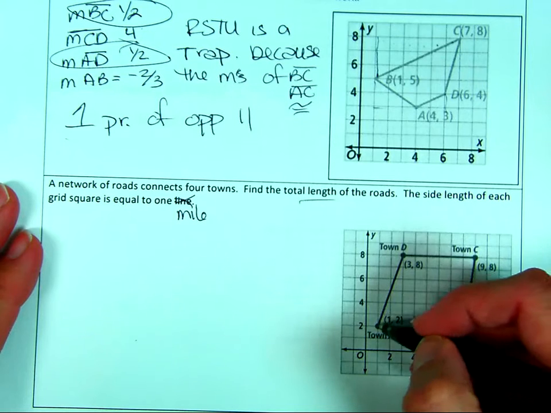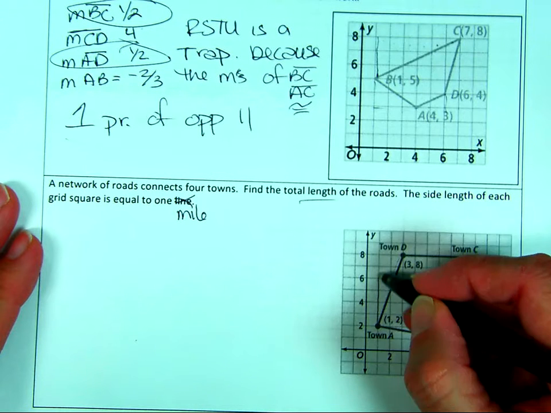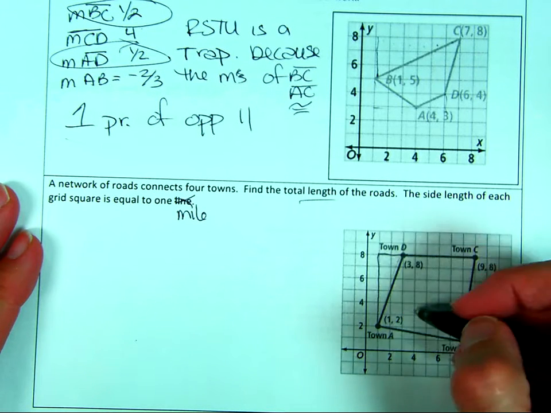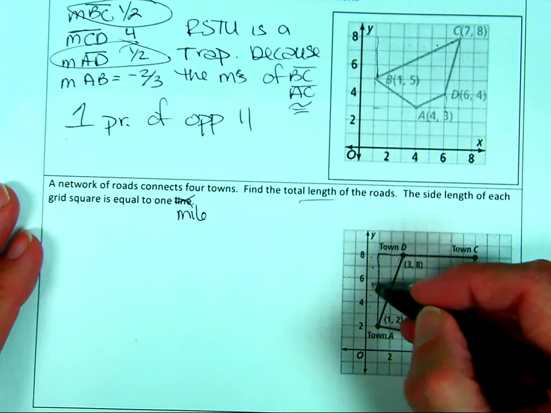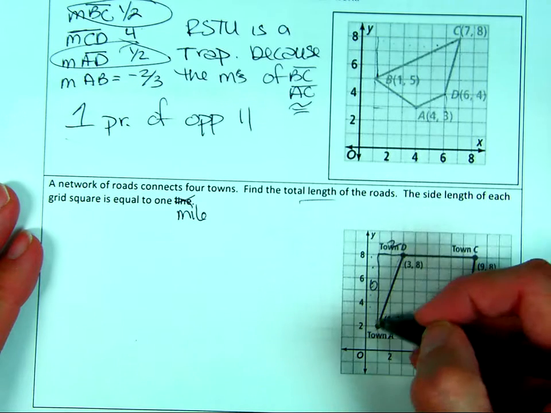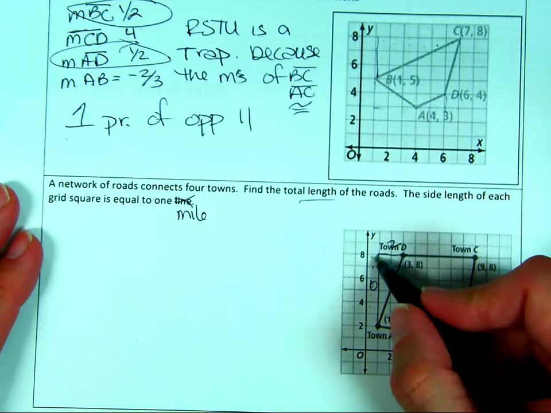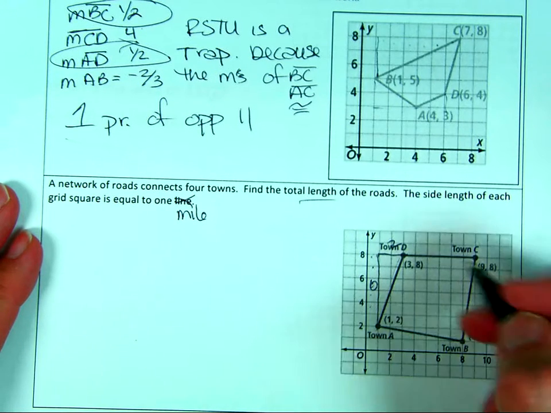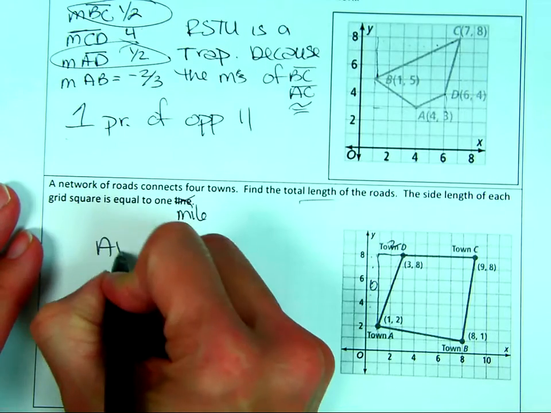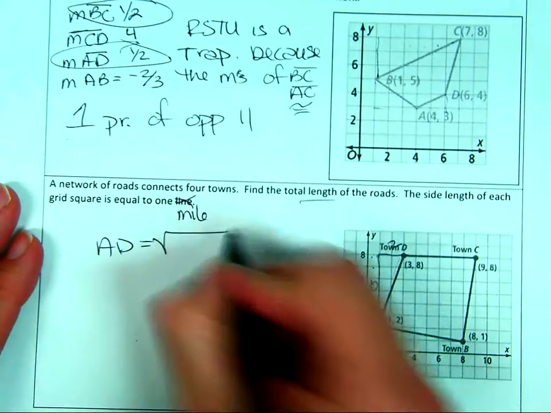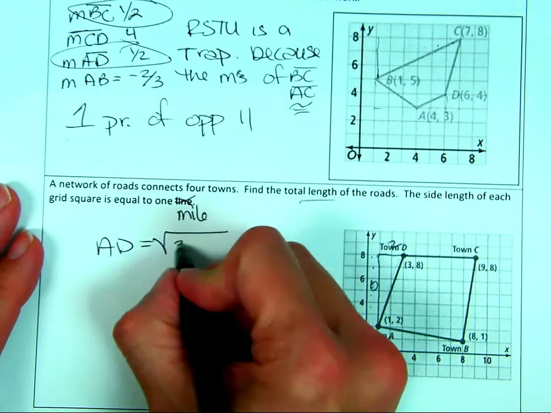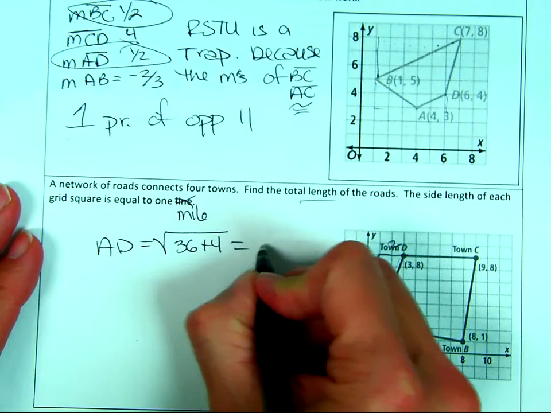So I need to find this distance. I like to just count up and over and use the Pythagorean Theorem. So 1, 2, 3, 4, 5, 6. That's a 6. That's a 2. So 6 squared. Remember, a squared plus b squared equals c squared. So this AD distance is going to be the square root of 36 plus 4, which is 40.